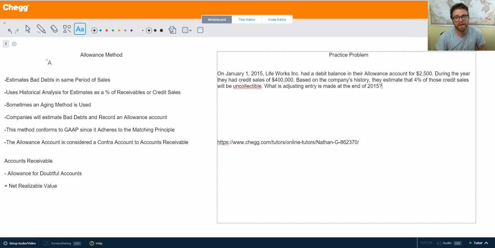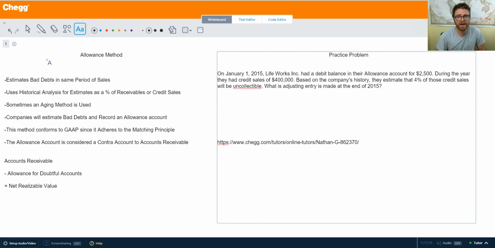Today we're going to be talking about the allowance method. Now, the allowance method is the opposite of the direct write-off method that I discussed in a previous video. The allowance method is a more accurate way of recording bad debts. Now, bad debts is when you expect a customer not to pay you in cash for a previous sale.